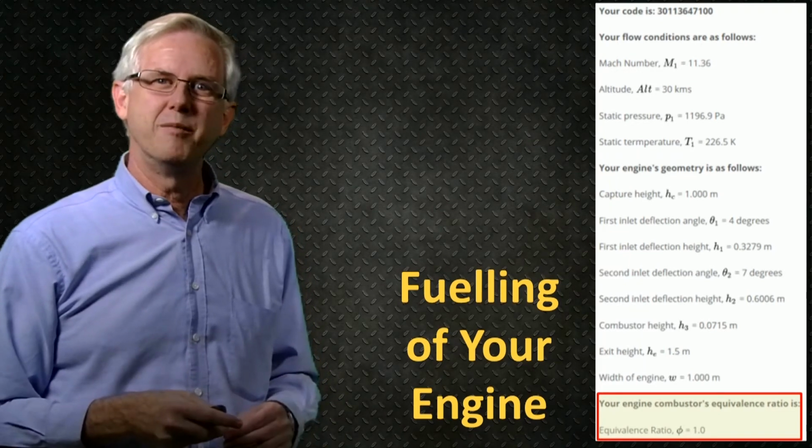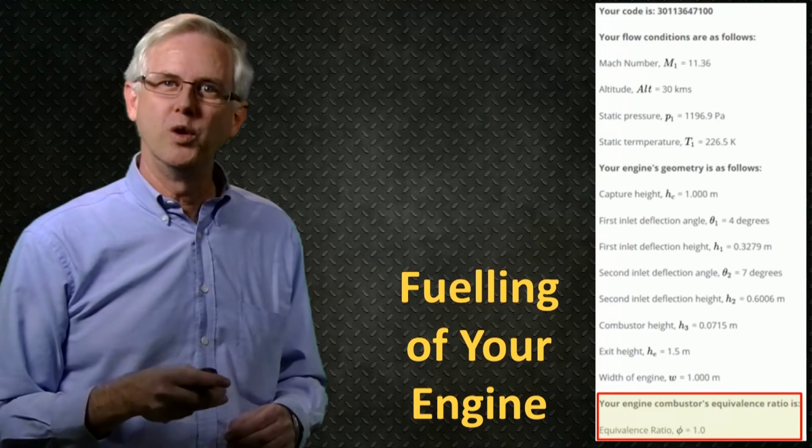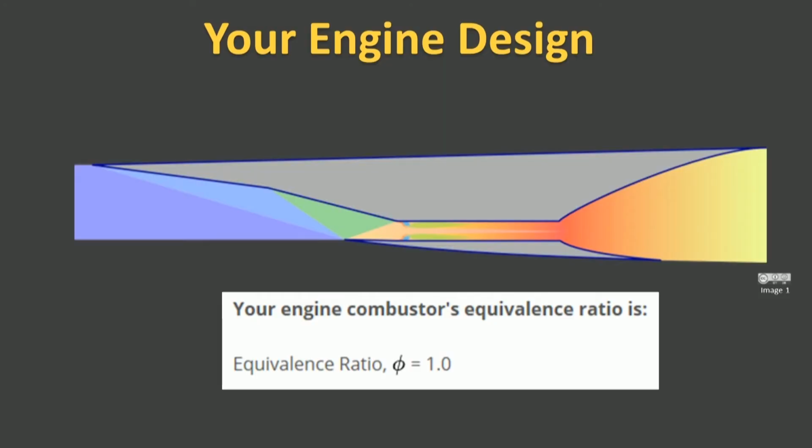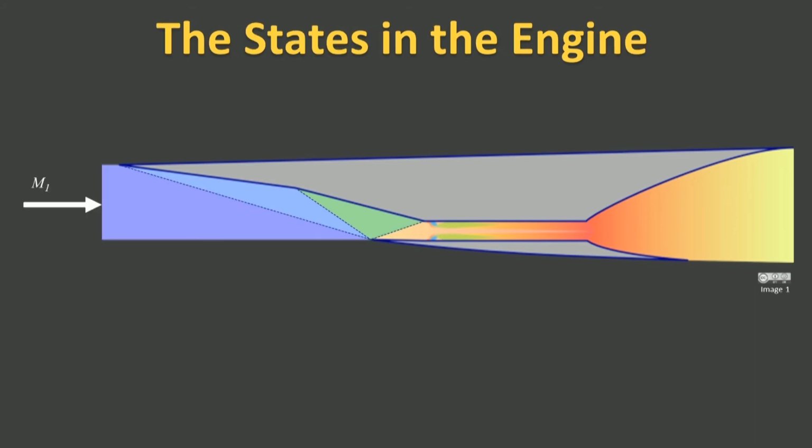The last piece of information is about how much fuel your engine is to use. This is specified in terms of the equivalence ratio of the fueling, which is phi. As you will recall from section 4, this indicates what fraction of the stoichiometric mass flow rate of fuel we are using. Next, I want to identify the locations in your engine where you'll be required to calculate flow conditions. We'll number these from 1 to 6.